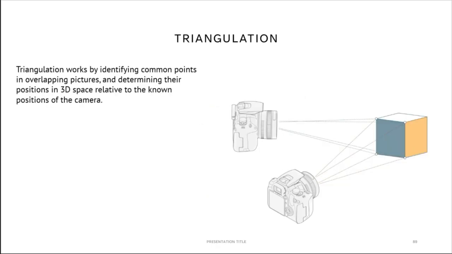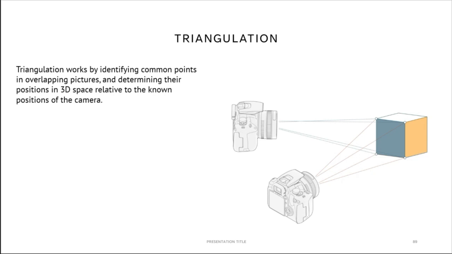So triangulation works by identifying common points in overlapping pictures and determining their positions in 3D space relative to the known positions of the camera. Having overlapping images is key to photogrammetry. By identifying the same points in multiple images and taking into account parameters like the camera's position and orientation for each photograph, its focal length, lens distortion, and other variables, it is possible to determine where those points were located in 3D space. This is called triangulation.